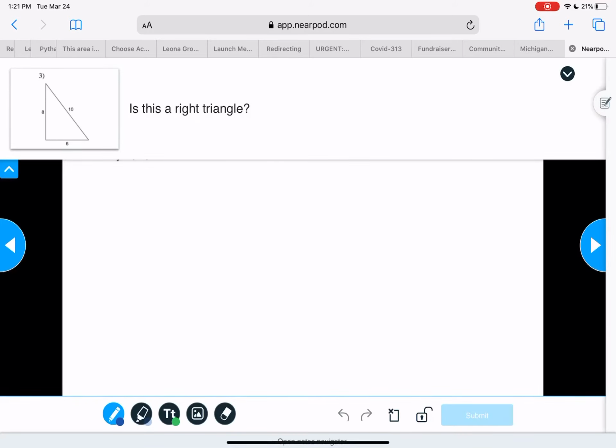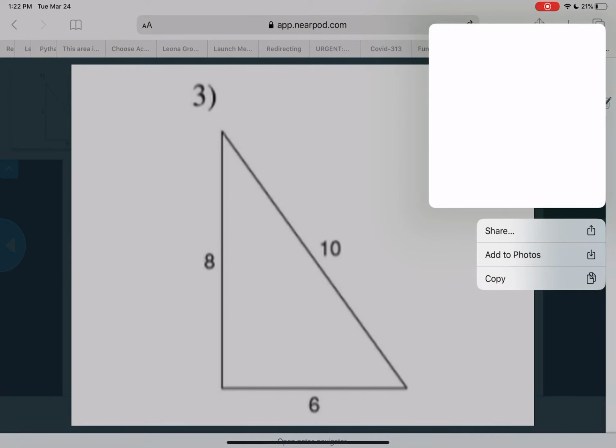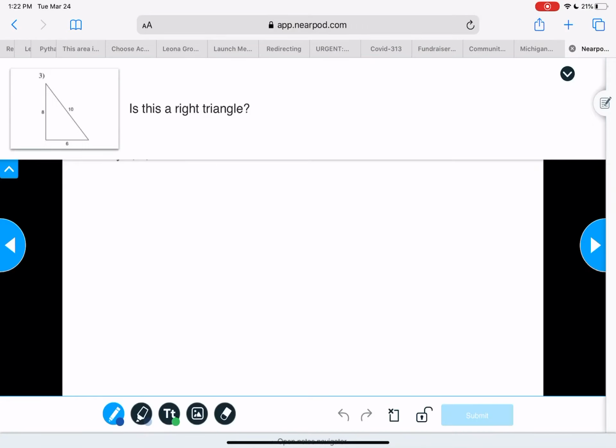Here's another question similar. Again, if you need to see the picture bigger, just expand it. Okay, but then again, the question is, is this a right triangle? So make sure that you are answering that question. Number 4, 5, and 6 are all the same.